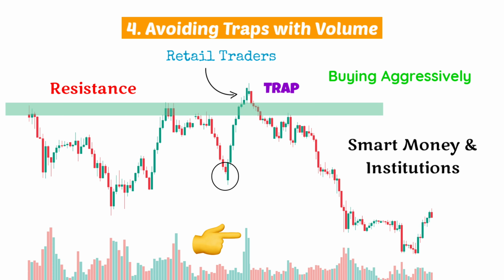Instead, wait for confirmation. If the next candle forms a bearish reversal pattern, such as a shooting star, or if price closes back below the key level, you can then consider a sell trade. So, today you learned that volume is not just a few bars below your chart. It represents the real participation taking place inside the market. Always remember, price tells you where the market is going, but volume tells you whether that move is backed by real strength or is simply a temporary move.